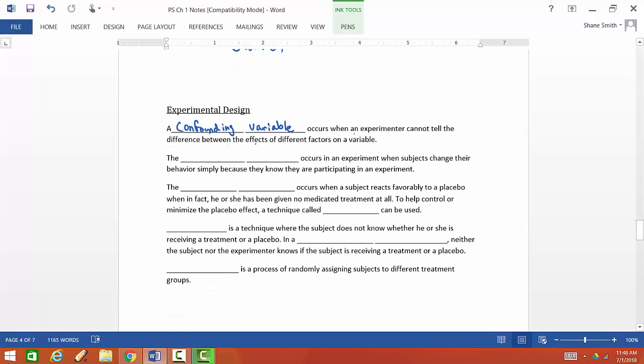Okay. The second occurs when experiment subjects change their behavior simply because they know they are participating in an experiment. This is called the Hawthorne effect. And the Hawthorne effect is pretty interesting. People change their behavior just because they know they're being watched. You've probably seen this before. If you have ever been in a room where a teacher was being observed, perhaps by an administrator, for example, everybody kind of changes their behavior.